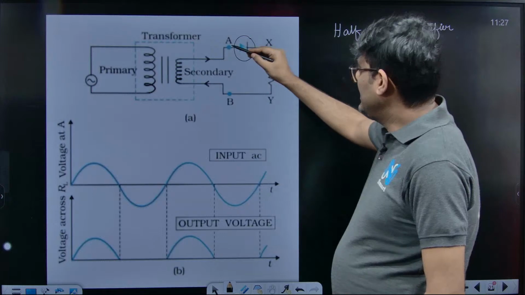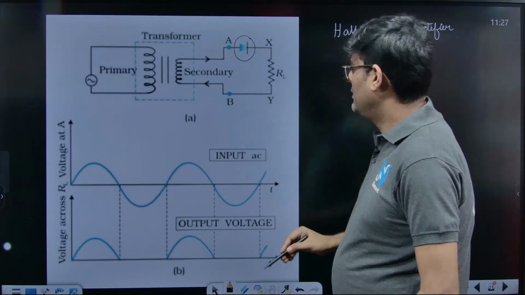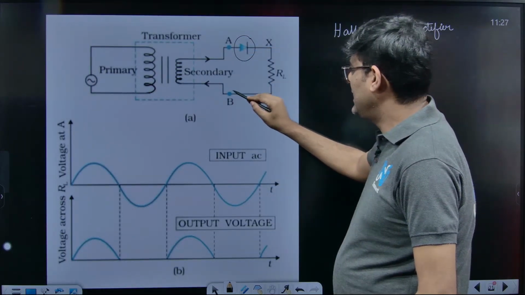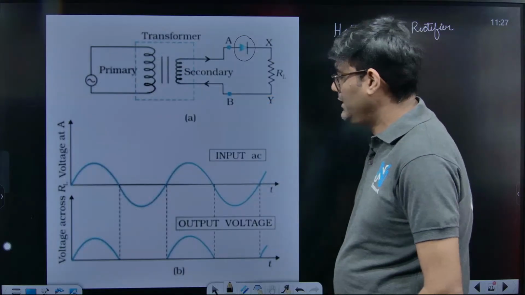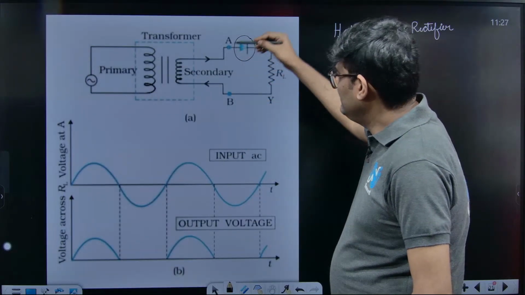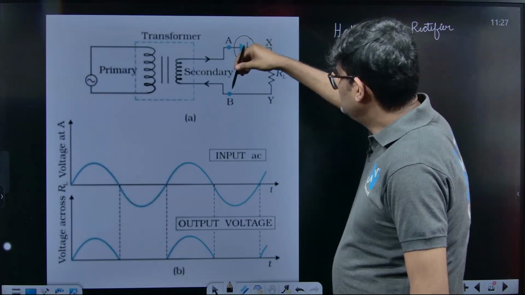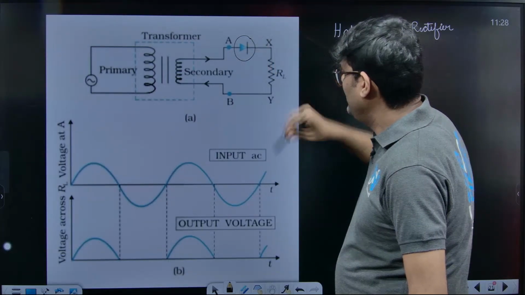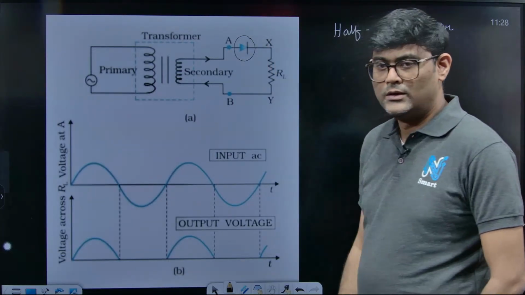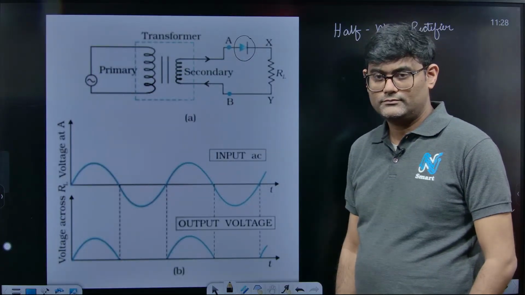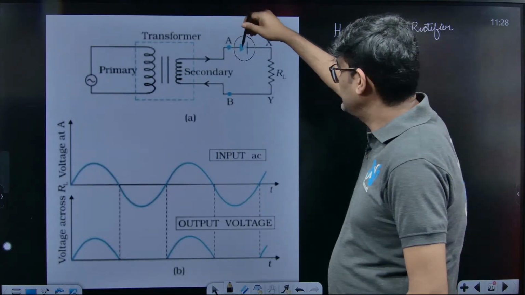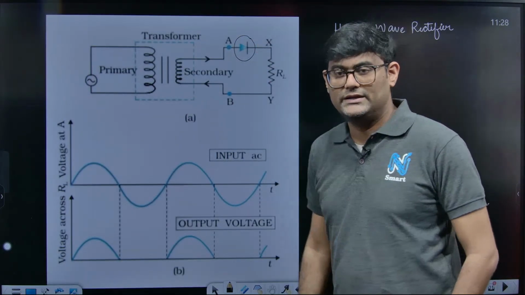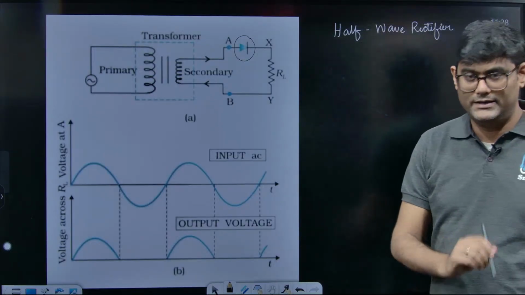But you can see that when A is positive, of course, A is positive means compared to B. When A is positive, that means B, which is a lower potential, is with the negative terminal of the PN junction, and the positive terminal is connected with the P side of the PN junction. That means the diode is forward biased.